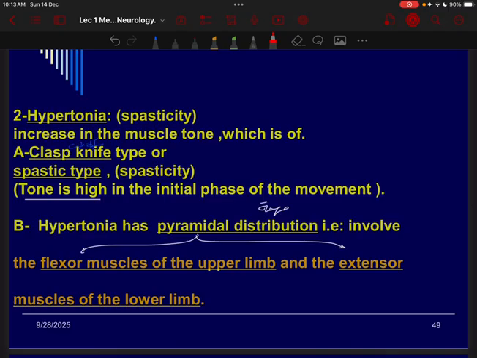I will give you an example. When we have a CVA, which is an upper motor neuron lesion, for example a CVA in the left cerebral hemisphere, all the signs will be on the right side of the body. There will be hypertonia in the flexor muscles of the upper limb, so the upper limb will be flexed, adducted, and the extensor muscles of the lower limb, so the lower limb is extended. And it is weak. Hypertonia and weakness.